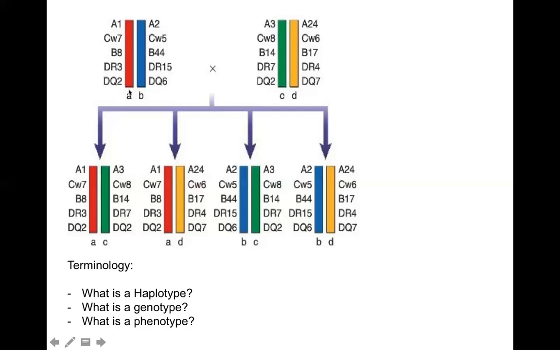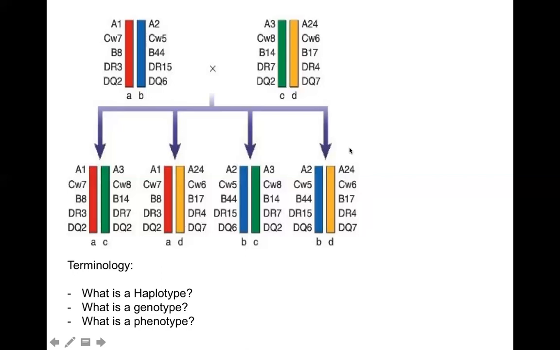Dad may not pass on red at all. He may pass on B instead. So B is right here. Mom may pass on green, so that's a possibility. Or it could be blue and yellow. Those are the possible combinations.